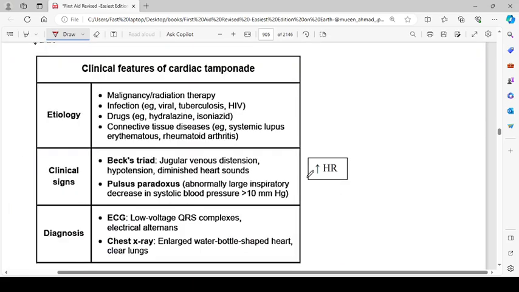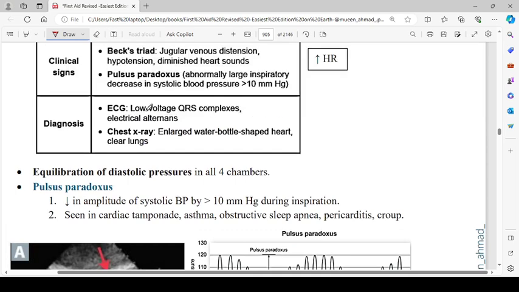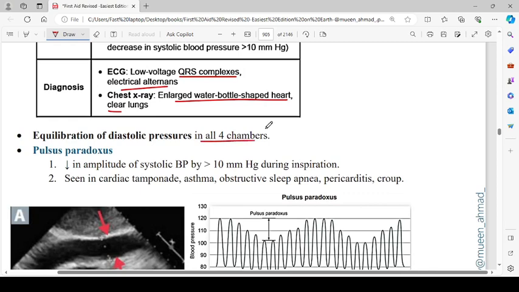So coming back, diagnosis is made by the ECG leads, which will show low voltage QRS complexes and electrical alternans, and chest X-ray will show an enlarged water bottle shaped heart and clear lungs. Equilibrium of diastolic pressure in all four chambers.